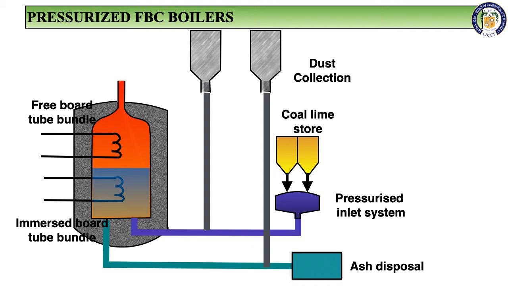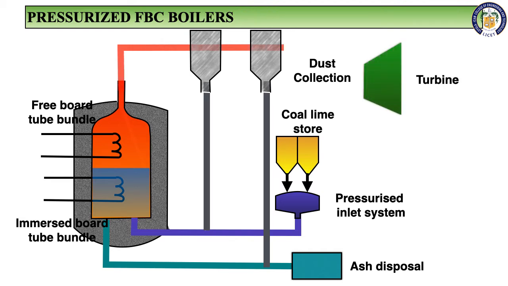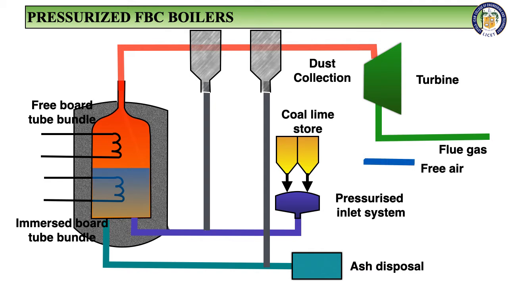The saturated steam coming out from the boiler is given to the turbine, which in turn is given to the generator, and it is converted into electrical energy. From the turbine, the flue gas is connected separately. So this is the pressurized FBC boiler. The air is supplied through a separate tube.